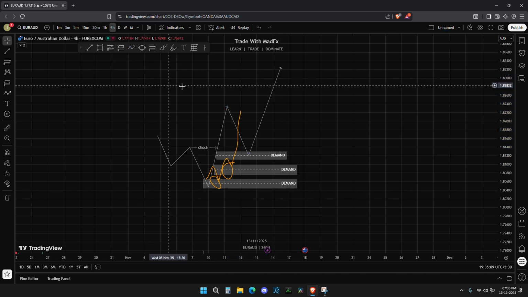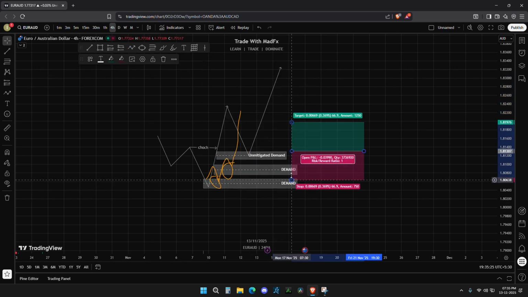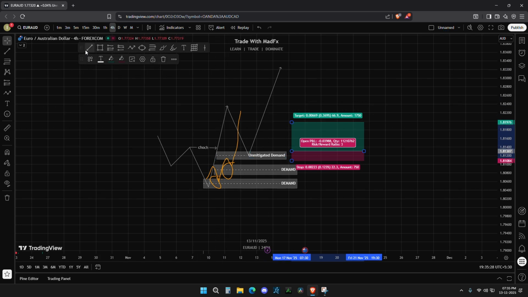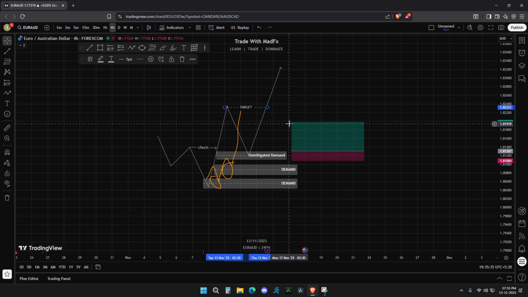We will enter at an unmitigated demand zone. Our stop loss would be under that zone, and we will target the next break of structure as we are looking for an expansion in the same direction.